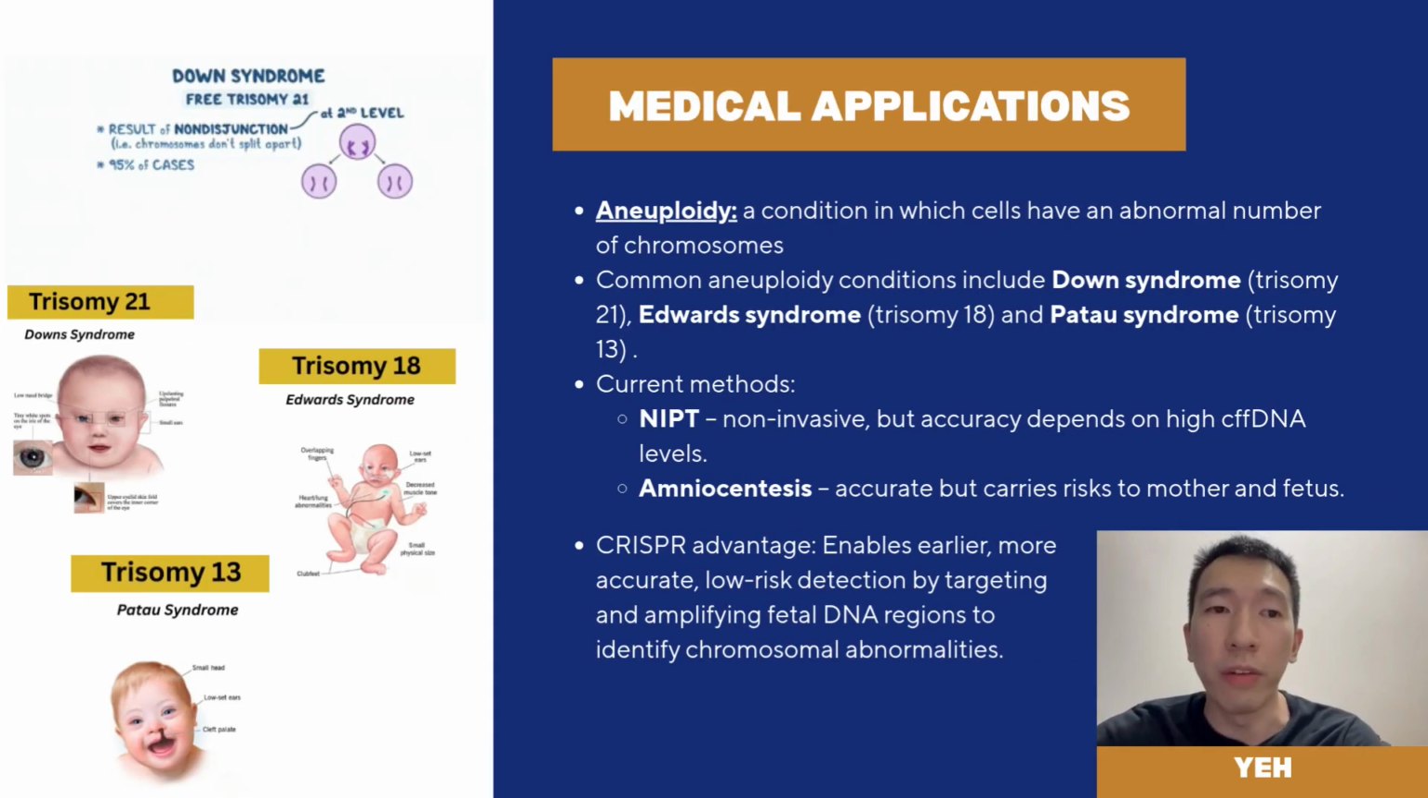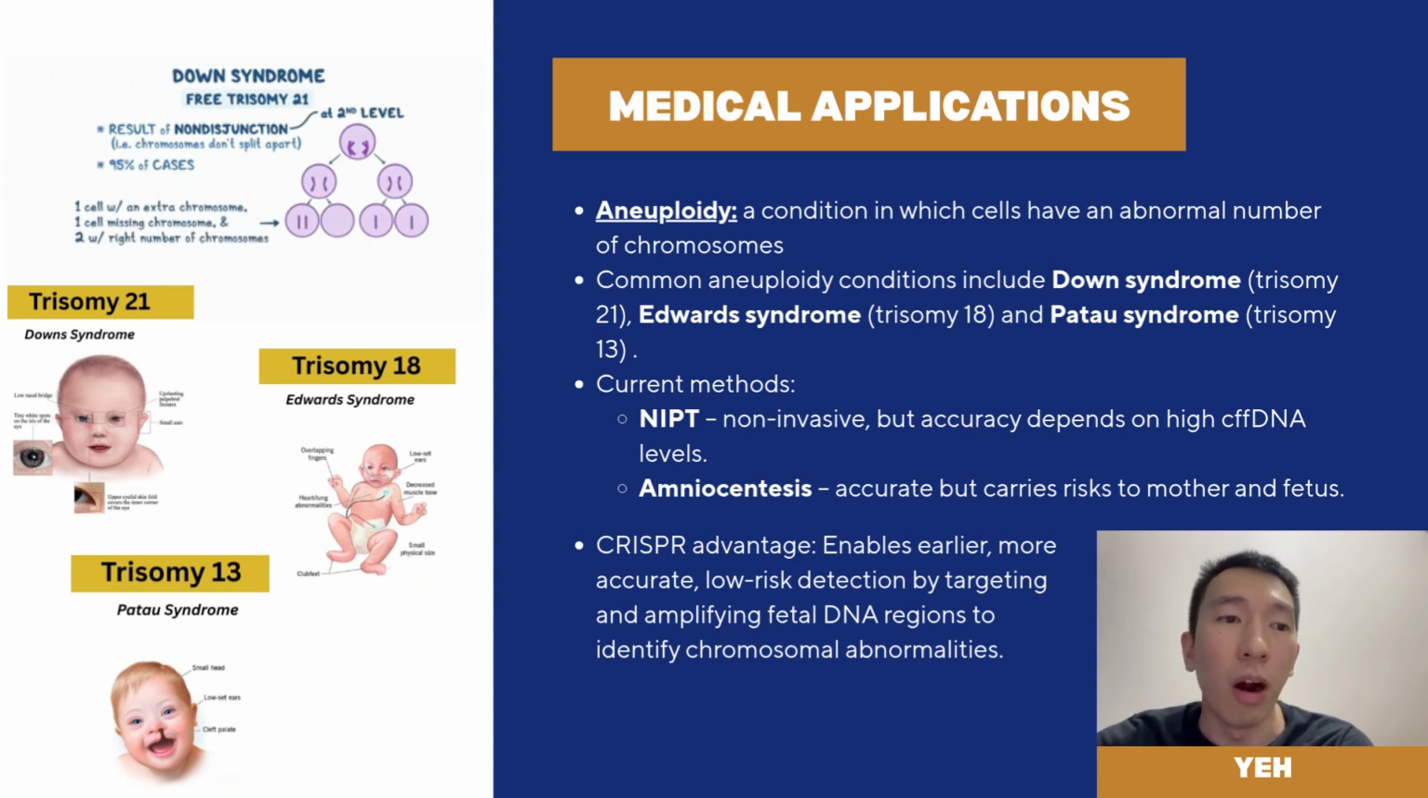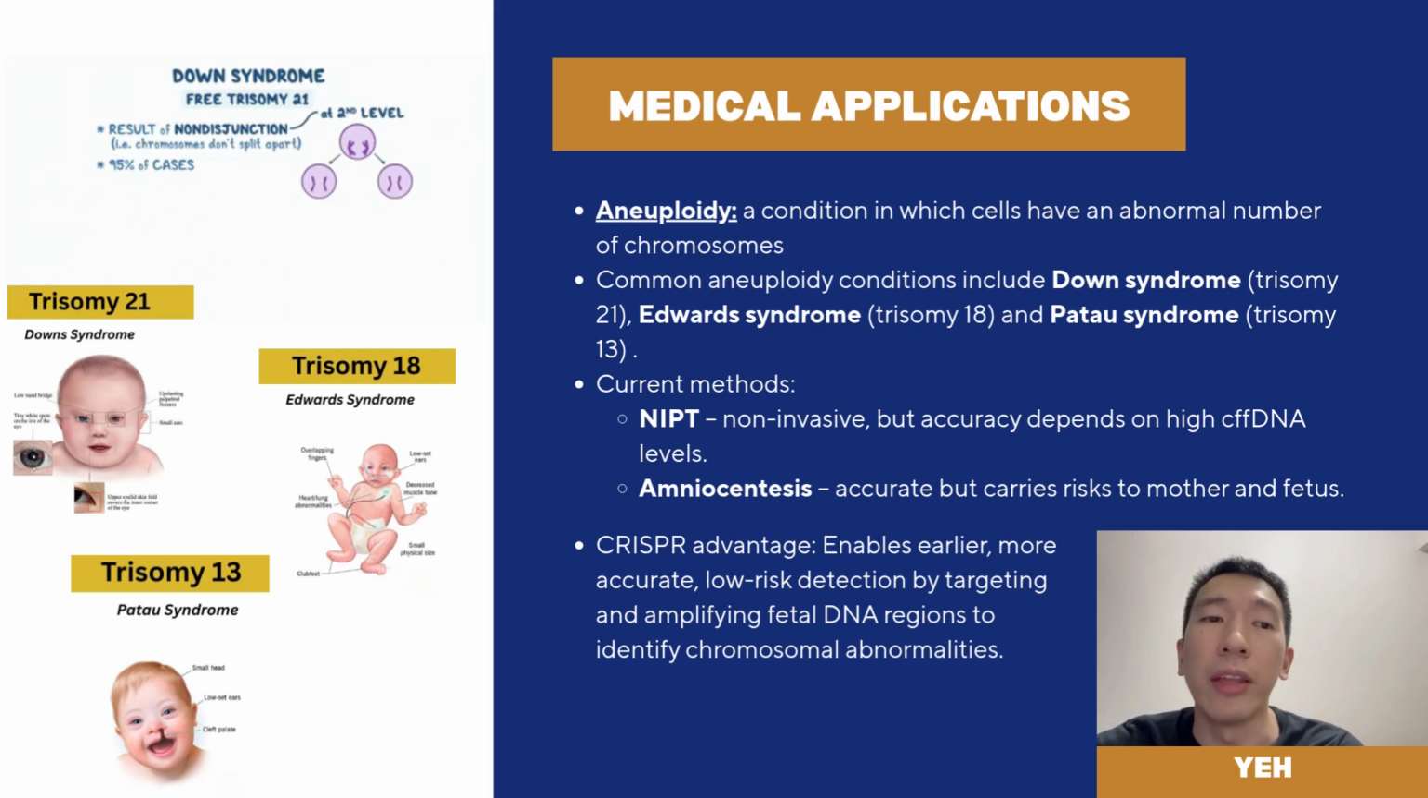CRISPR has shown potential in advancing prenatal screening for aneuploidy, a condition where an embryo or fetus has an abnormal number of chromosomes. Common aneuploidy conditions such as Down syndrome, Edwards syndrome, and Patau syndrome are typically screened for during pregnancy. This is currently done via non-invasive prenatal testing, or NIPT, or invasive methods like amniocentesis. However, the accuracy of NIPT relies on a high amount of cell-free fetal DNA, or cffDNA, in the mother's blood, while invasive methods can potentially cause physical harm to both mother and the fetus.